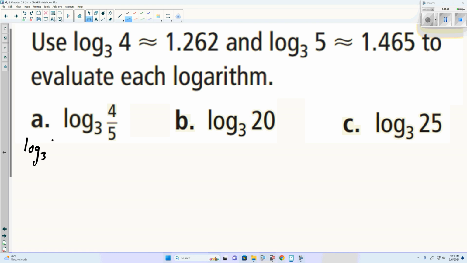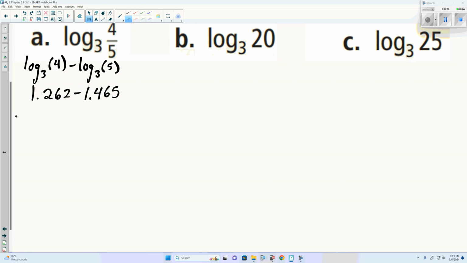Log base 3 of 4 minus log base 3 of 5. We're using our quotient property, which would be 1.262 minus 1.465. And at this point, we can plug it into the calculator, which would give us negative 0.203.